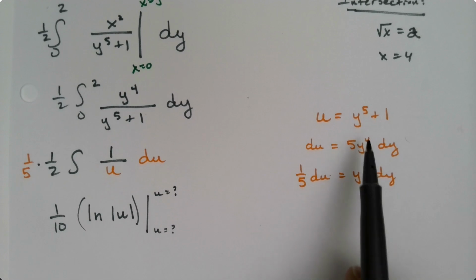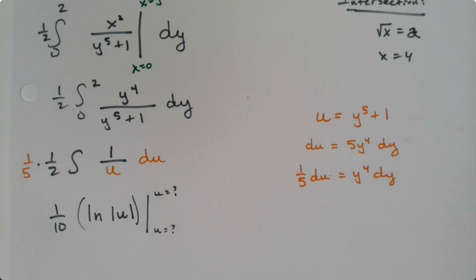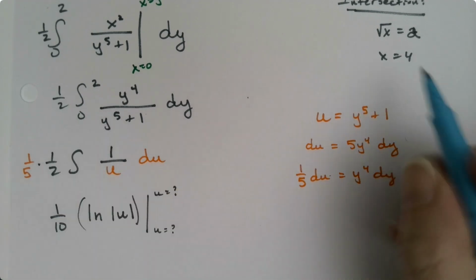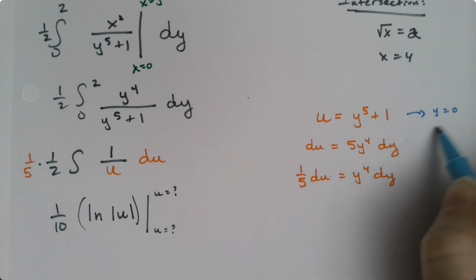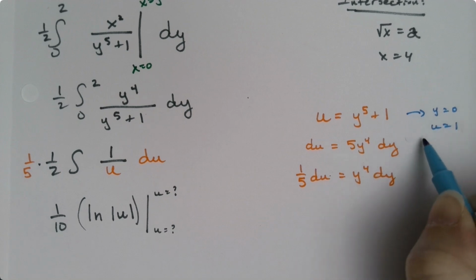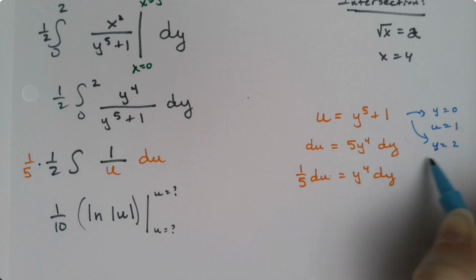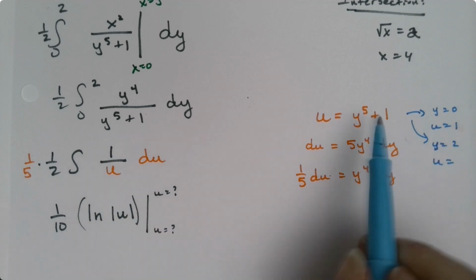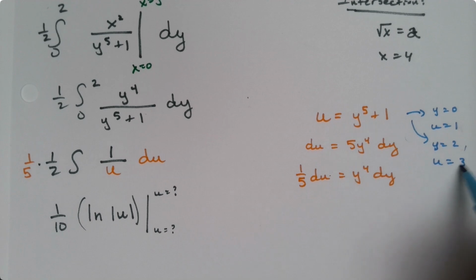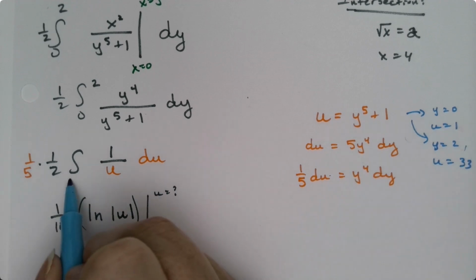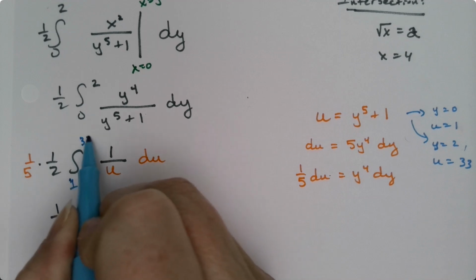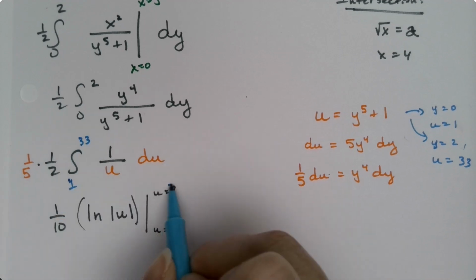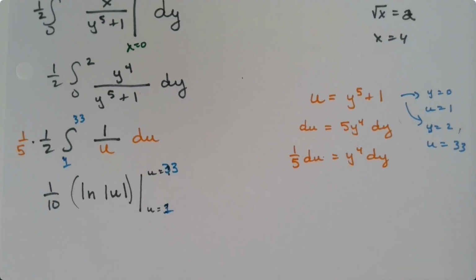Now you could go find the u values, right? It'd be u equals, well, let's think here. If I put in 0 for y, if y was equal to 0, u would be equal to 1. If y was equal to 2, u would be equal to 2 to the 5th, which is 32, plus 1, which is 33. So if you want, you could put 1 and 33 in here, and then put 1 and 33 in here, and never go back to the original, if you don't want to. We can do that. Or we can go back to the original if you like.